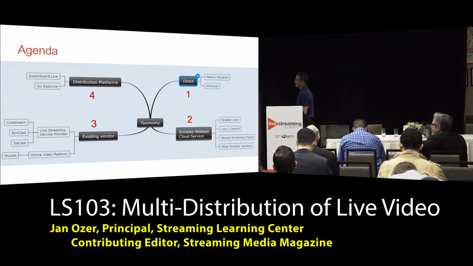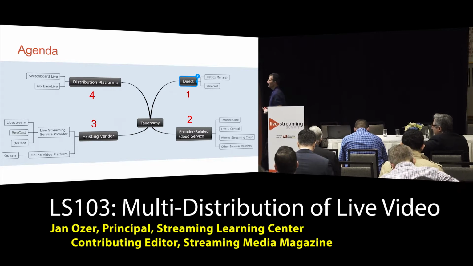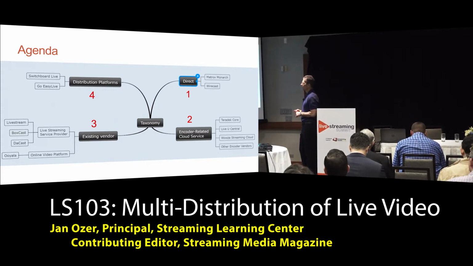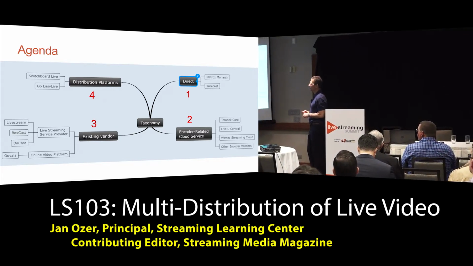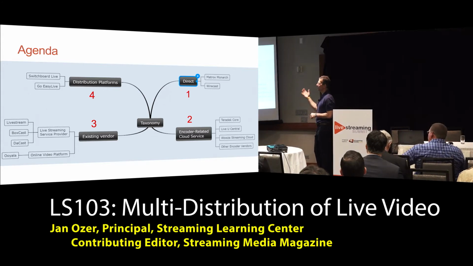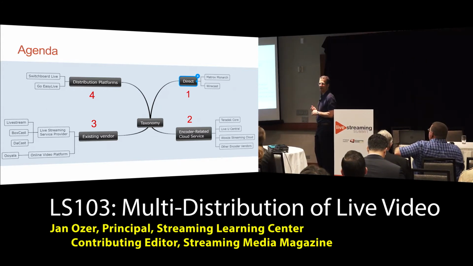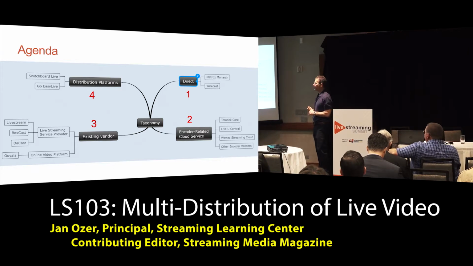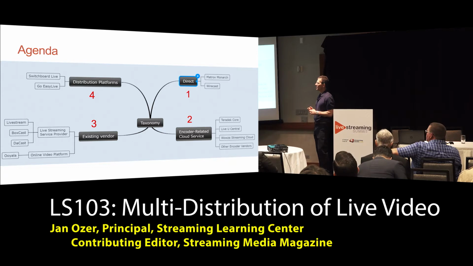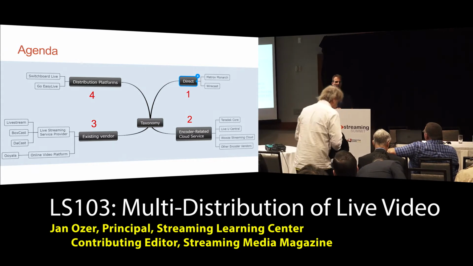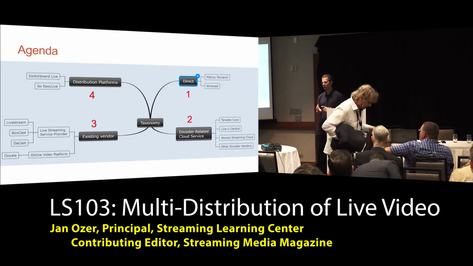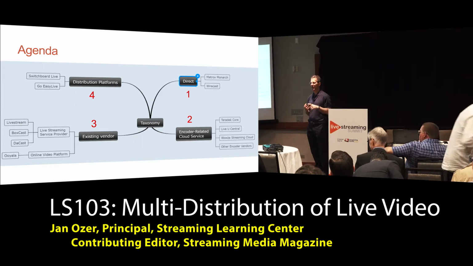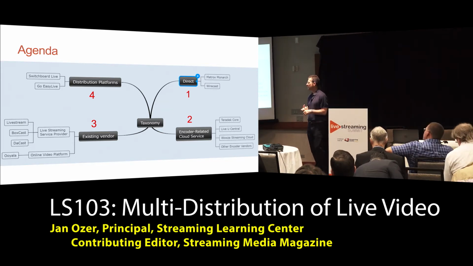So here's our agenda. Live streaming started out years ago where you sent a single stream to a web server somewhere and that was distributed. And typically it was distributed to a single service like Livestream or Ustream or others. And then social media came into play, and all of a sudden we wanted to distribute multiple streams to Facebook Live, multiple Facebook Live accounts, YouTube Live, Periscope, other sites.